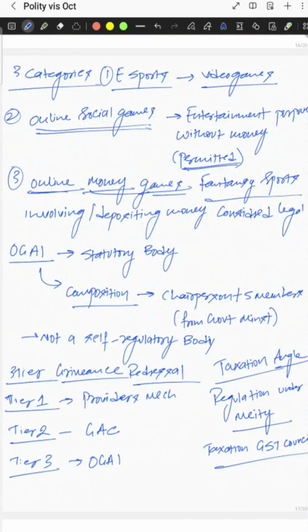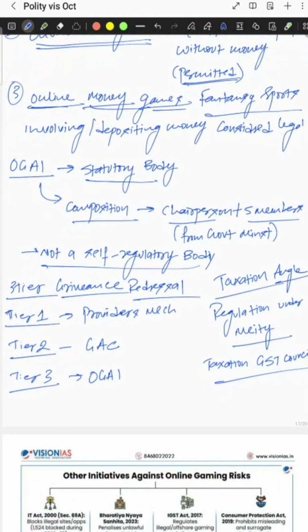So now let's see the composition of OGAI. It's a statutory body, consists of a chairperson and 5 members, mostly from government ministries, not a self-regulating body. It's not a regulatory body. And we have a grievance redressal mechanism also. The first tier is the provider's mechanism, another one is the GRC, that is grievance redressal committee, and tier 3 is OGAI.